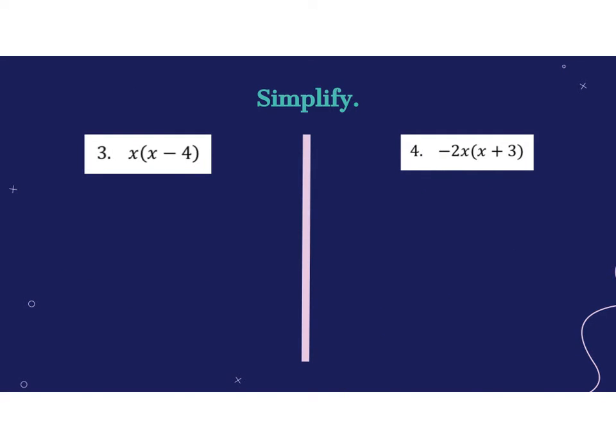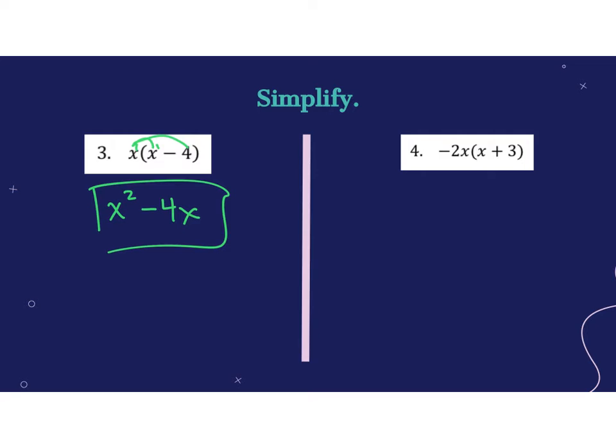So let's go through some practice questions. In number 3, I have x times the quantity x minus 4. So I'm going to distribute those. Remember that when we multiply variables, we add their exponents together. So that's x times x, which gives me x squared. And then x times negative 4 gives me negative 4x. No like terms to combine, so that's my expression.